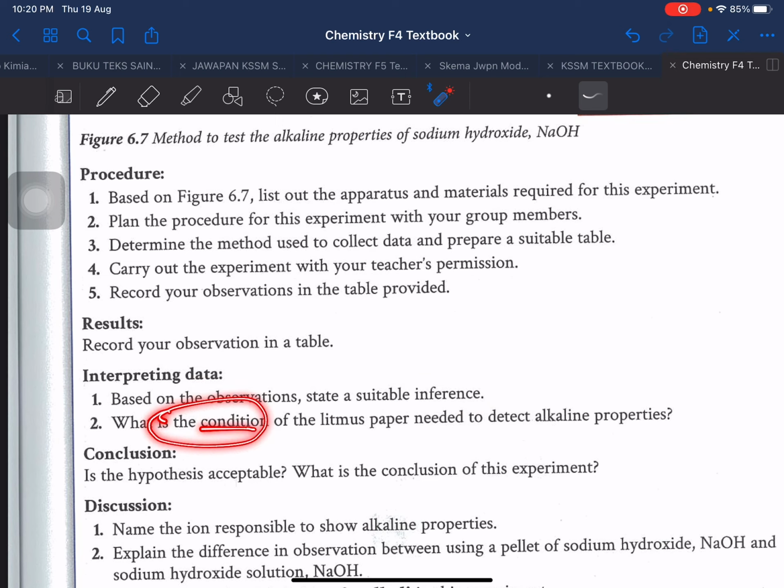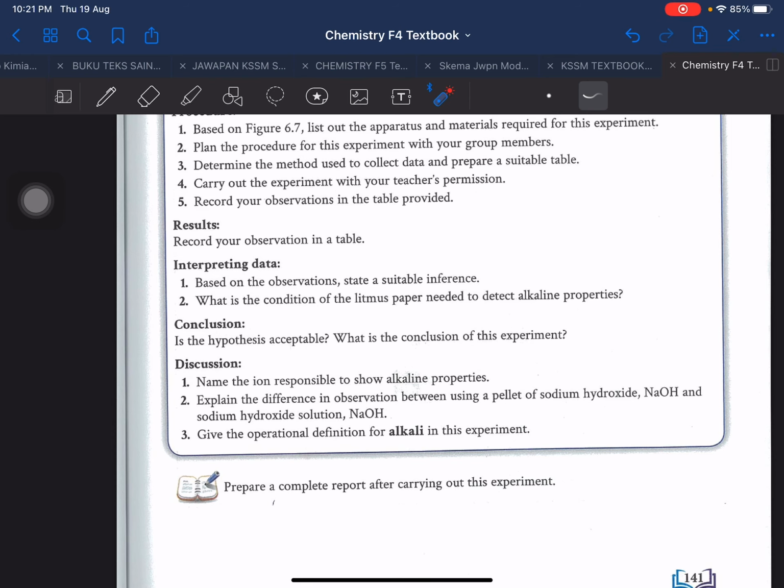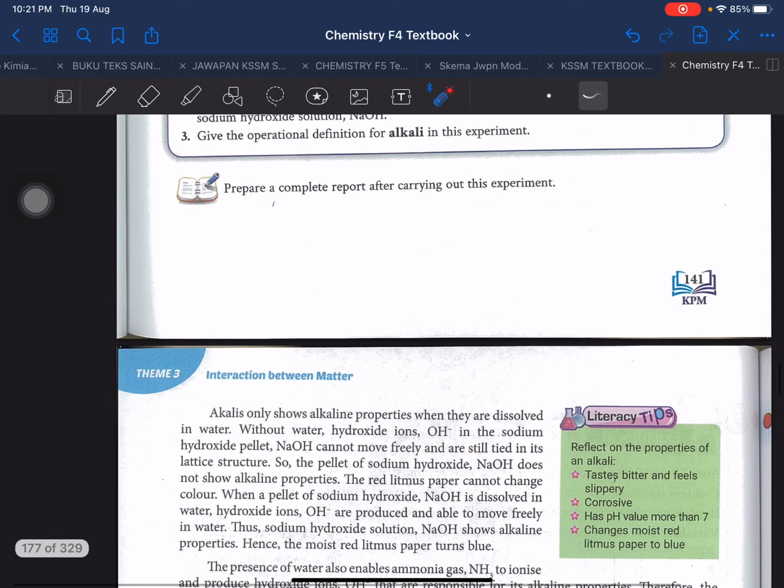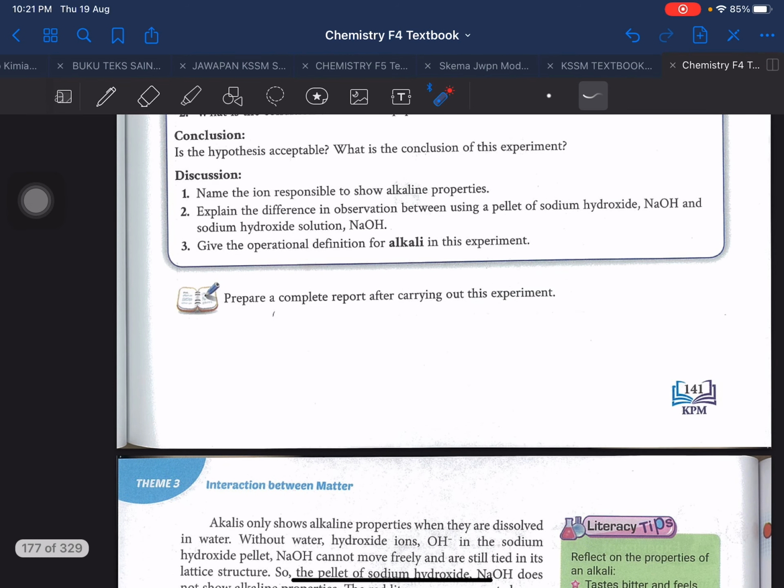What is the condition of the litmus paper needed to detect alkaline properties? What must it have? You all know this already. I'm not going to tell you the answer, but I believe you can do all of this on your own. Prepare a complete lab report after the experiment. Okay, don't worry, when school reopens we will for sure do this, because this is a compulsory experiment.